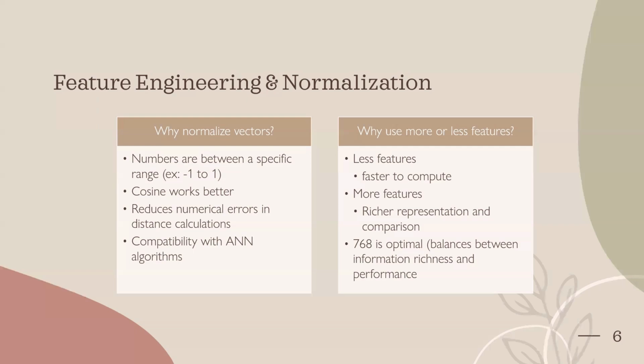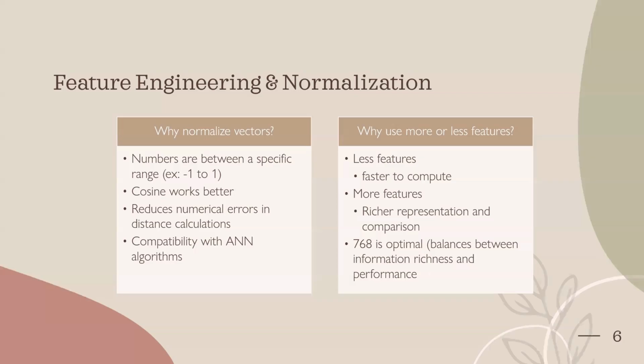And so why should we use more or fewer features in the embedding vectors? So features are basically the number of dimensions that a vector has. So if there are more features, the vector typically represents the data in a more detailed way. And this can provide richer representation and more accurate comparison of the data. However, using fewer features is also important because it makes computations much faster.